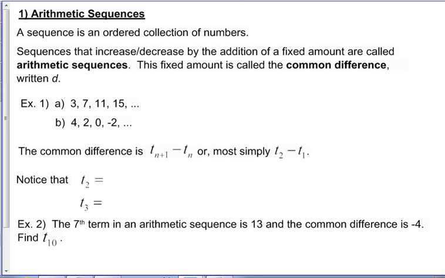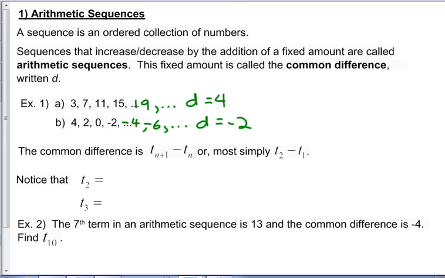So let's take a look at some sequences we've got here. 3, 7, 11, 15. You can see that the pattern here is adding 4 every time. The next term would be 19, and so on. We would say D, or the common difference, is 4. The next one we have 4, 2, 0, negative 2. You can see the pattern is going down by 2 here. So negative 4, then negative 6, and so on. And in this case, we'd say the common difference is negative 2. We're adding negative 2 to get the next term.